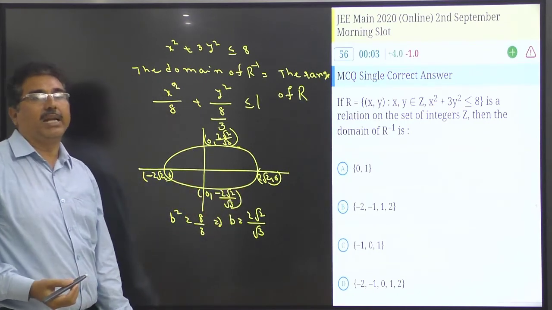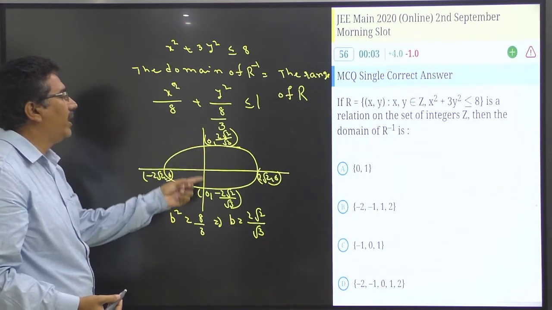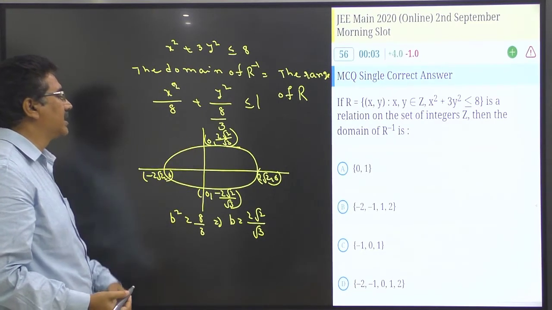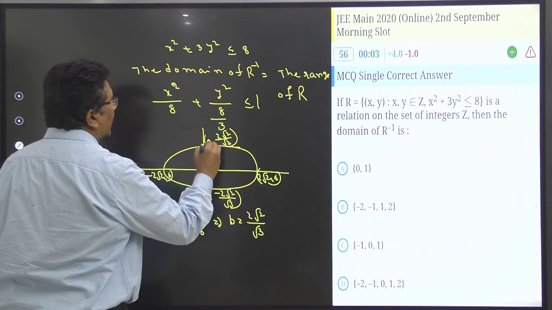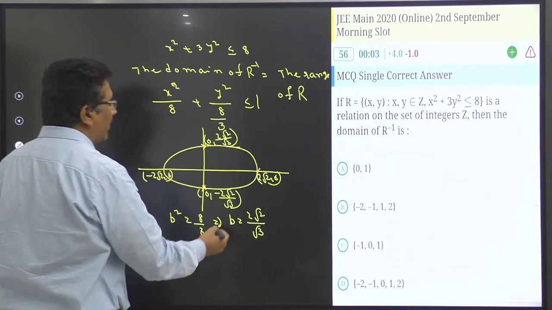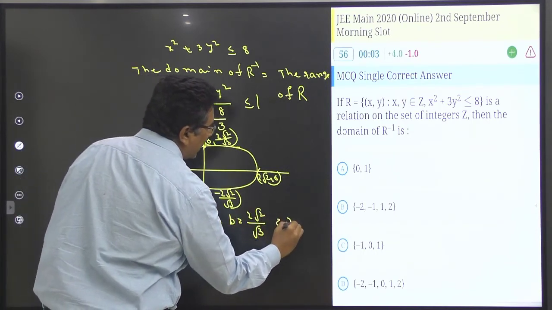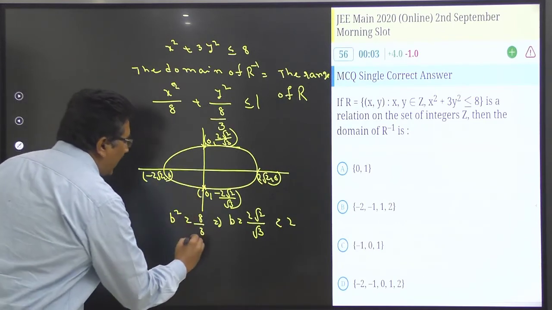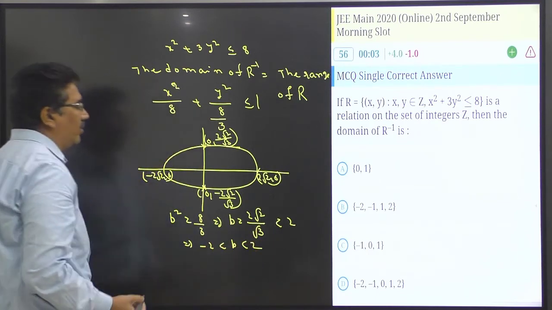For finding the range of the relation, range means we see what the values of y are. See the y-axis. Here x, y belong to Z. Observe that the value of b, 2 root 2 by root 3, is less than 2. So the b value lies between minus 2 and 2.